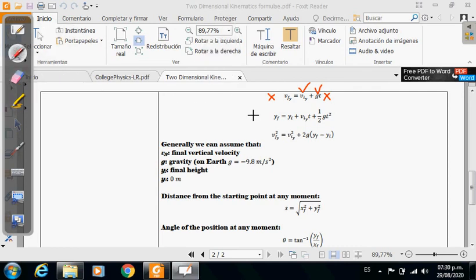What about the third formula? We have the final height, which will be 0. Let's remember that the ball will fall down to the ground. If it falls to the ground, the final height is 0.